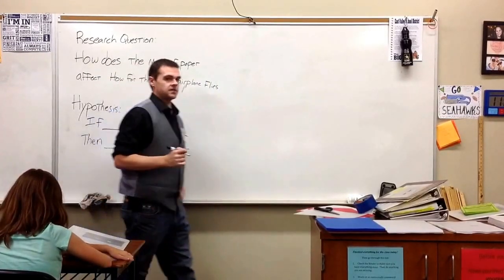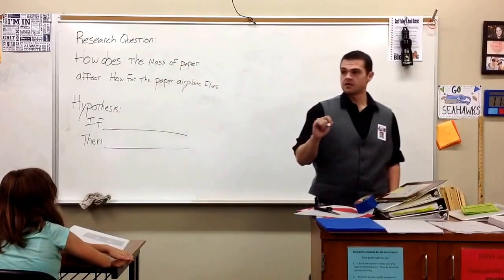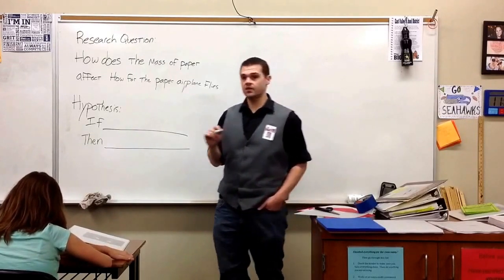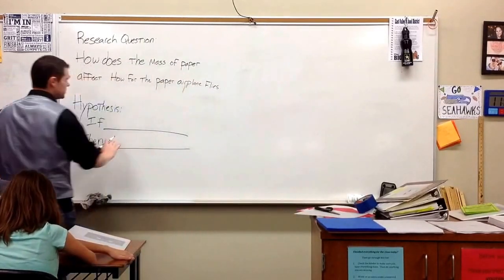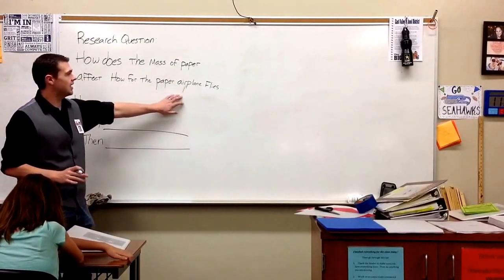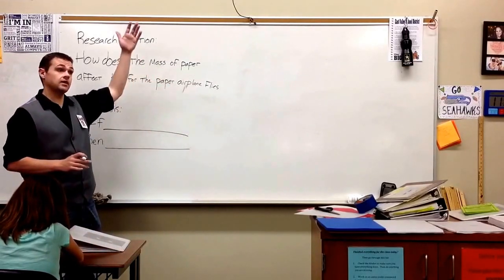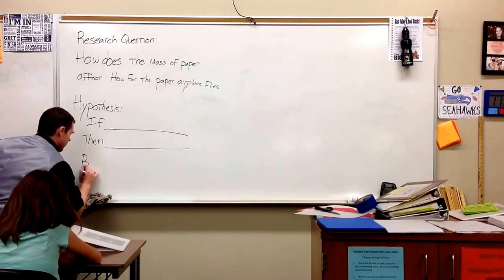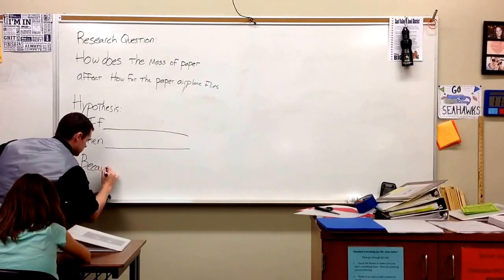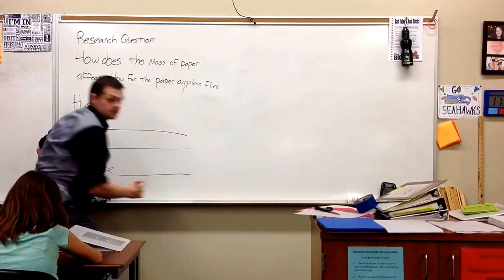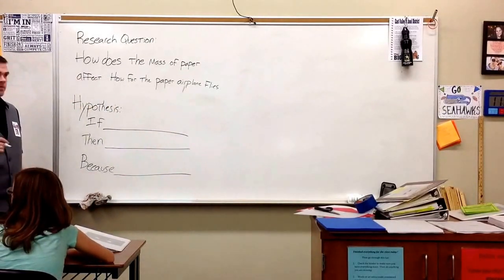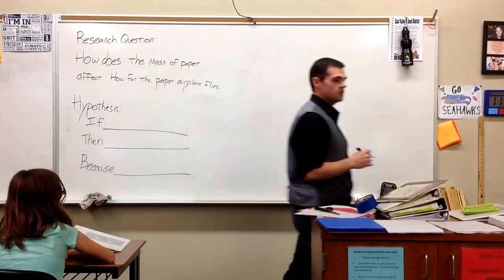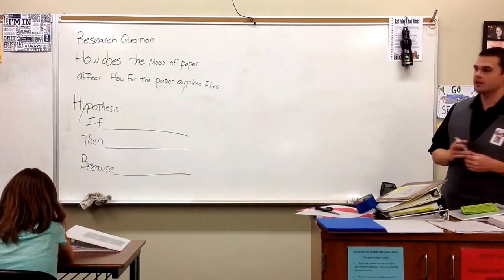What do you talk about after the then? The effect on the dependent variable. Yeah. So what would happen to the dependent variable, how far it flies, if the mass is greater or if the mass is less? And then after the because comes the what? The explanation. Yeah, the why. So you write down your explanation. Please take a few minutes to do that now. Please write down your hypothesis.